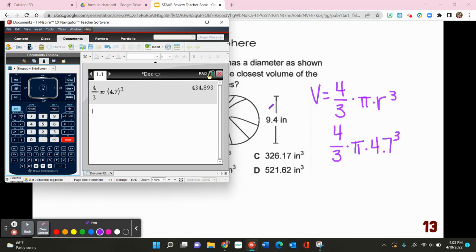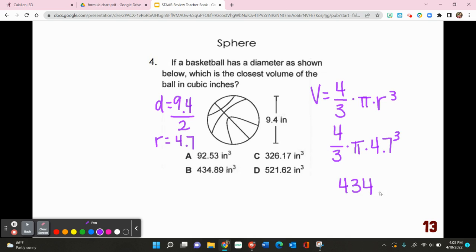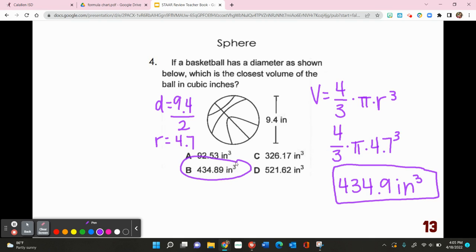So here, my answer is 434.893, which we can round to 434.9 inches cubed. And the closest volume is going to be B, 434.89 inches cubed.